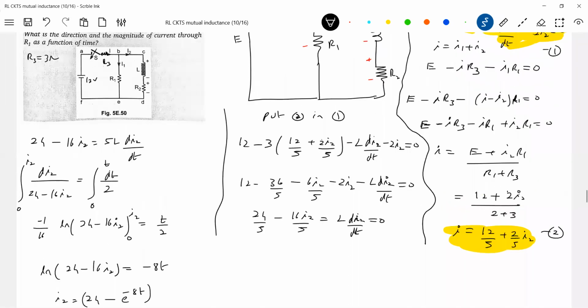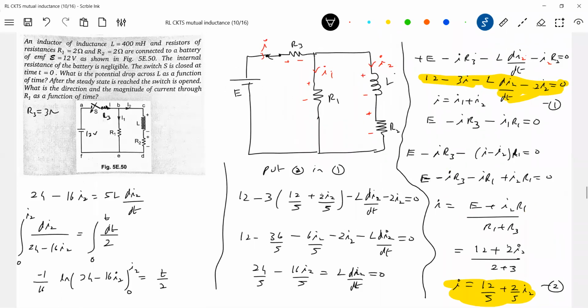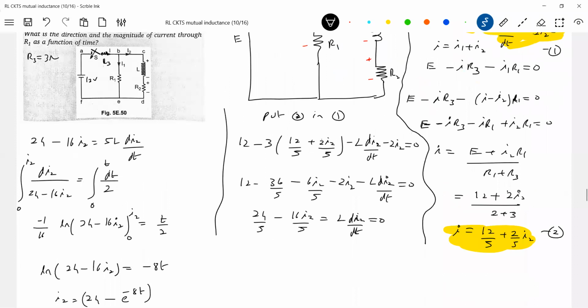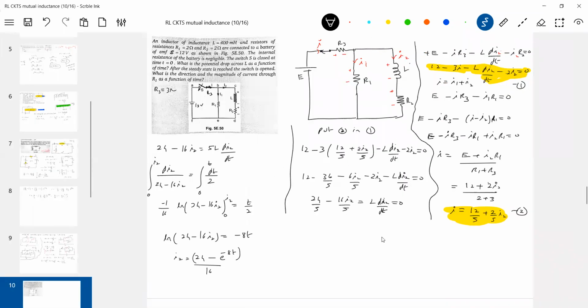So like this, I'll get the current. What is the direction and magnitude of current through R1 as a function of time? So he's asking about R1. Okay, let's analyze. This is the initial part. I got I2. After getting I2, I'll substitute that I2 here. I'll get I. After getting I, I'll get I1. Now the very good question is asking us. These are B. I'm interested only in this B and D. Please look at these two points. So how to calculate now? 24 I'll take.